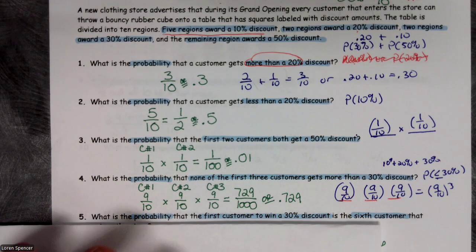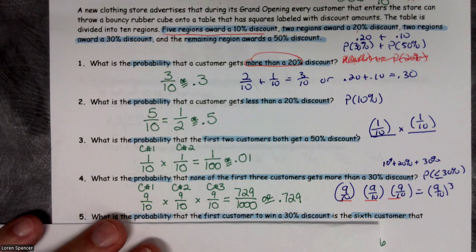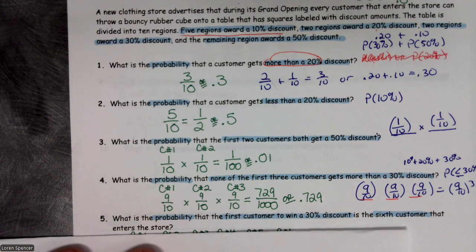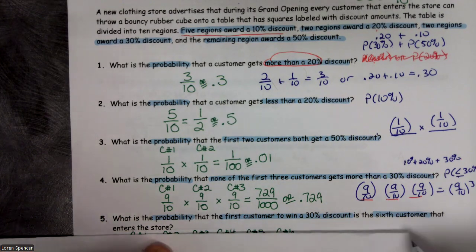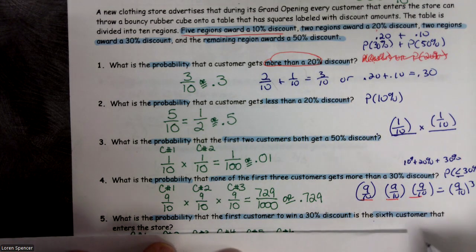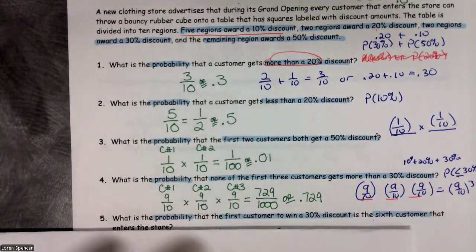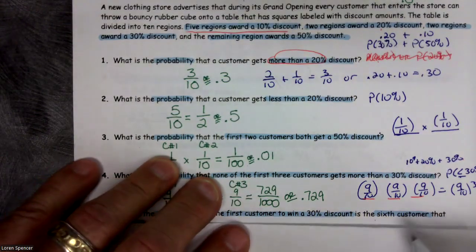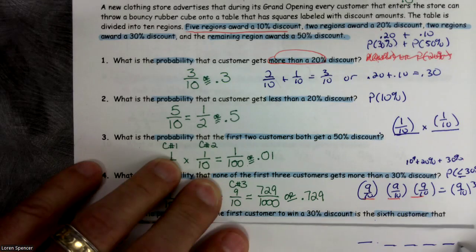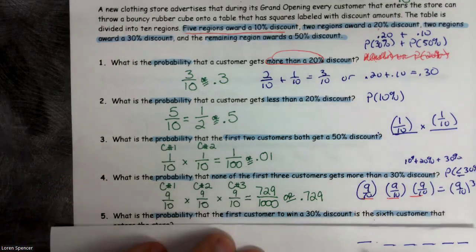What's the probability the first customer to win a 30% discount is the sixth customer? Well, anyway, we're looking for a 30% discount. But we have six customers, which means I have to do this 6 times. So I'm going to need 6 blanks. I'm going to mark that right here: 1, 2, 3, 4, 5, 6 blanks.